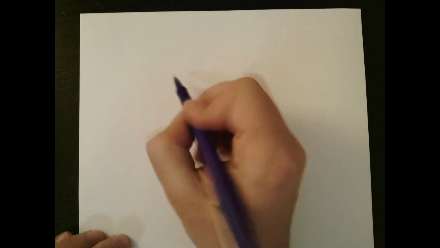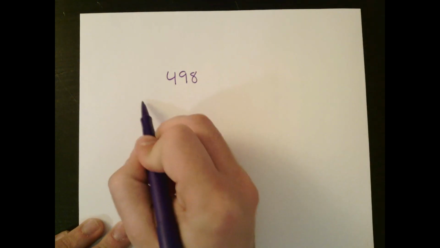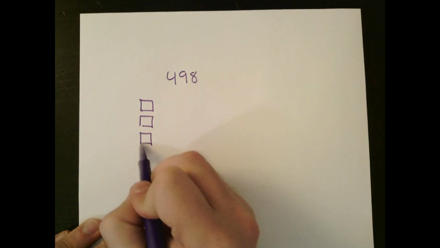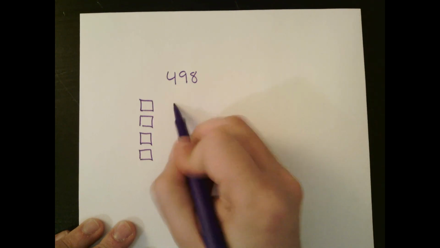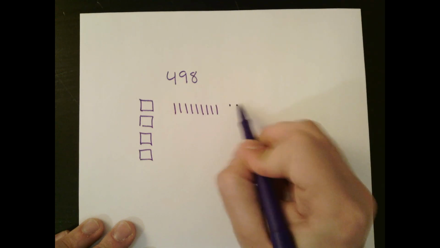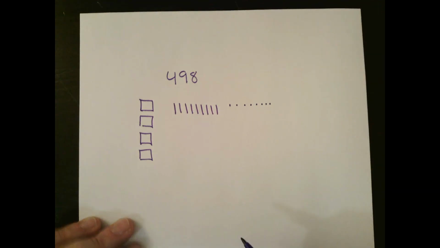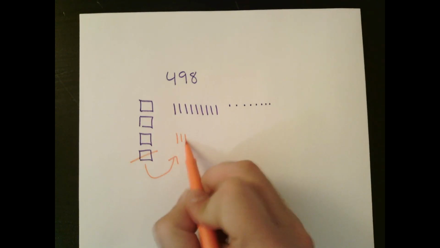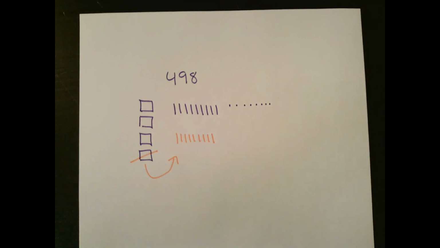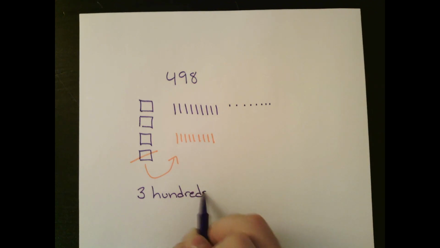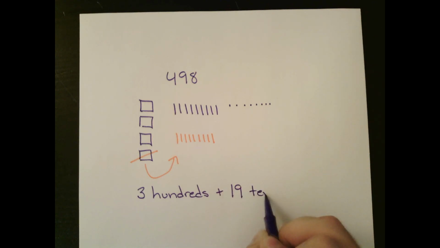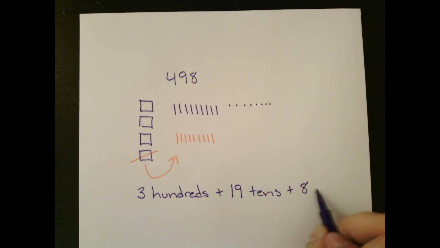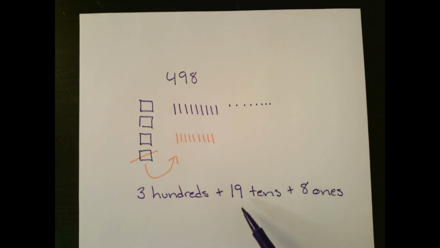It's just taking a number, representing it in its standard form, and the standard partitioning. This is standard form, this is standard partitioning. 1, 2, 3, 4, 5, 6, 7, 8, 9. All right, 498. We want to show our partitioning. We just regroup. Okay, so now we would say that this number is made up of 300s, 19 10s, and 8 1s. Standard form, non-standard partitioning, and then written as non-standard partitioning.